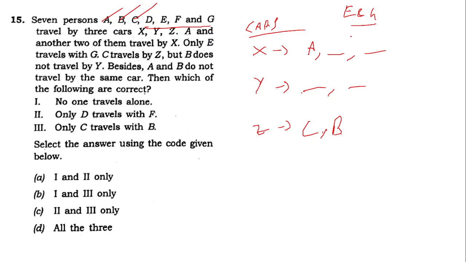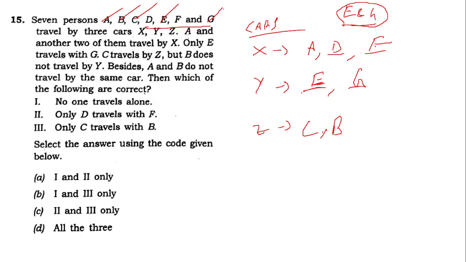Only E travels with G. Only E travels with G means only two persons will be in one car. So E and G will be traveling by Y. So what else is left out now? E and G is also over. So D and F. So by X, D and F will travel. So this is the combination.